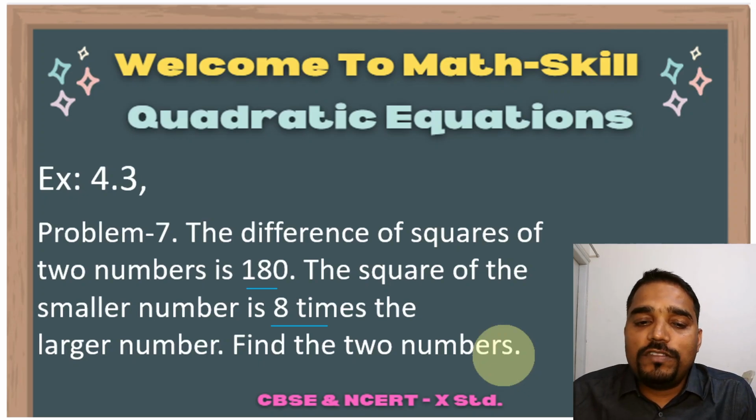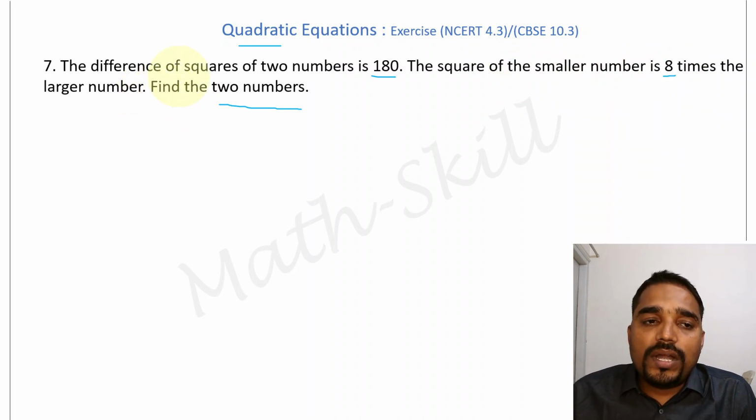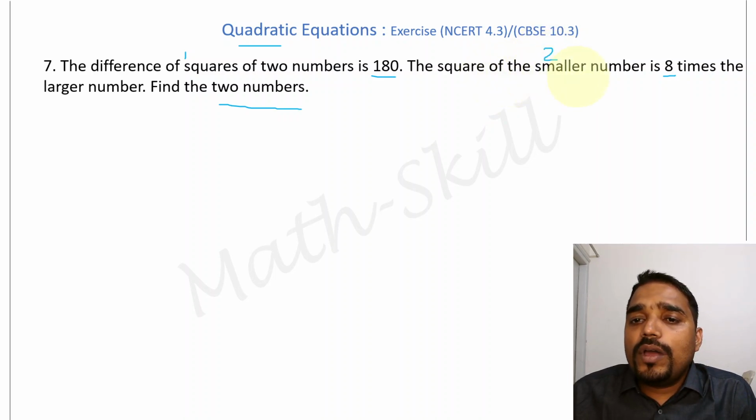Now let us see how to solve the problem. To solve the problem, I have noted down, and the expectation is we will have to find the two numbers by building a quadratic equation such that the difference of the squares of the two numbers is 180. Also, the square of the smaller number is 8 times the larger number. These are the two conditions we are given. The first condition is the difference of the squares of the two numbers is 180. The second condition is the square of the smaller number is 8 times the larger number. We will have to find the two numbers satisfying these two conditions.